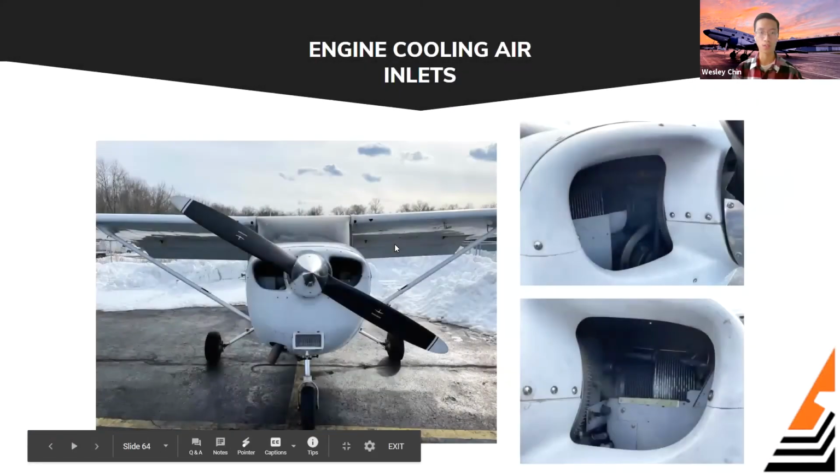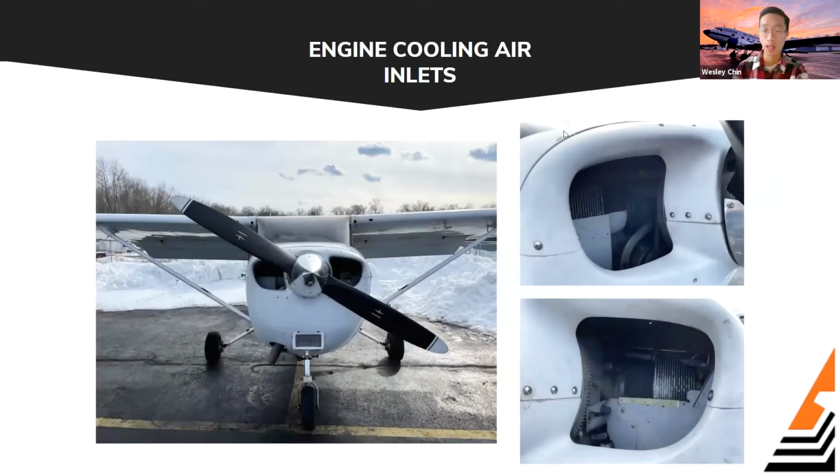Alright. Next we're going to check your engine cooling air inlets. Another thing we can do in addition to that is your alternator belt. You can just give that a little tug, just make sure it's secure. I'm just hovering my mouse around that, so you can check your alternator belt and take a look inside the air inlets, make sure there's no birds or anybody else hanging out in there.